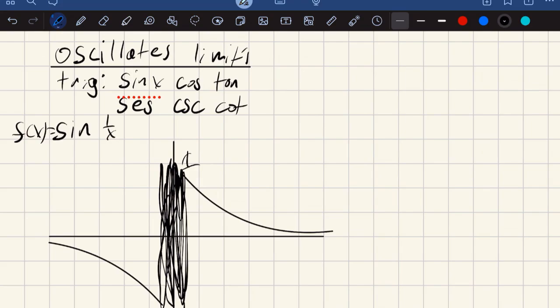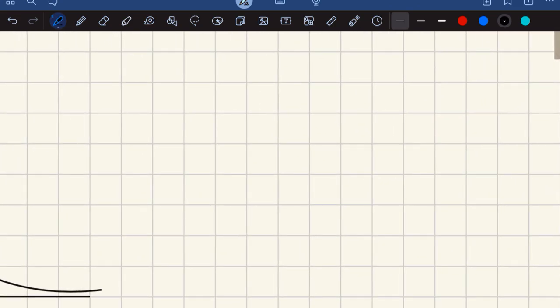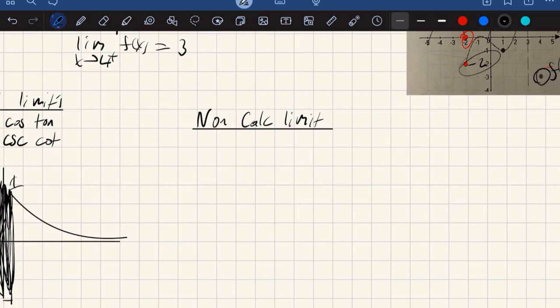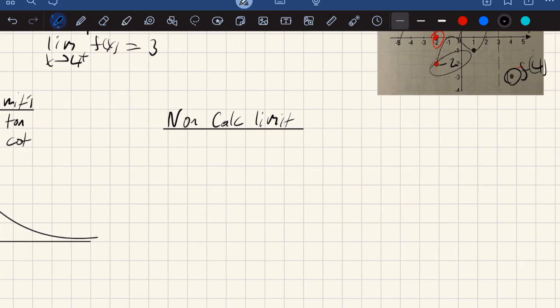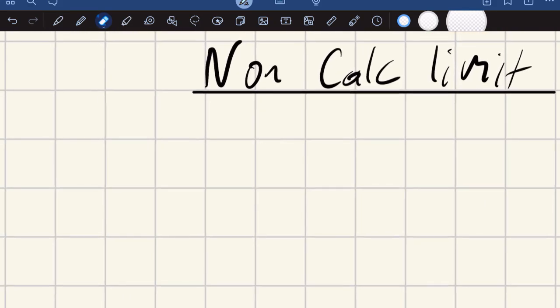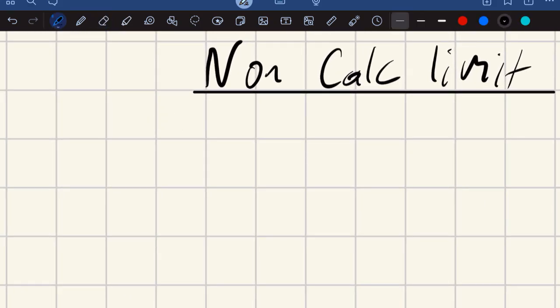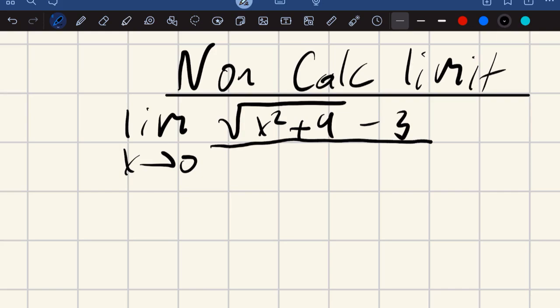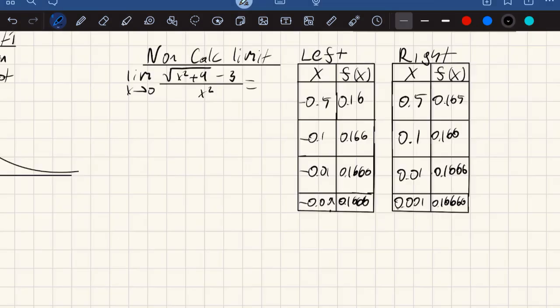This is gonna be a direct lead-in into the next unit, which is 1.6. And these are non-calculator limits. What that means is you can't use the numerical way to find these. An example of this would be the limit as x approaches 0 of the square root of x squared plus 9, minus 3, all over x squared.